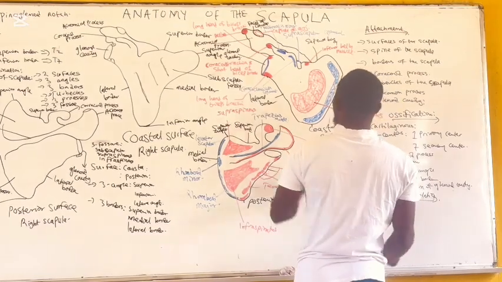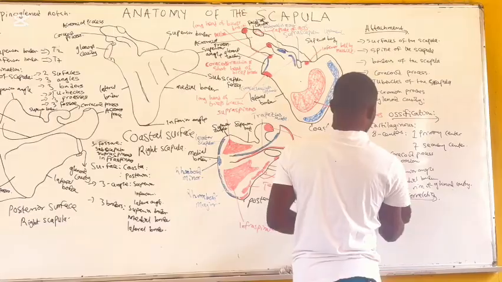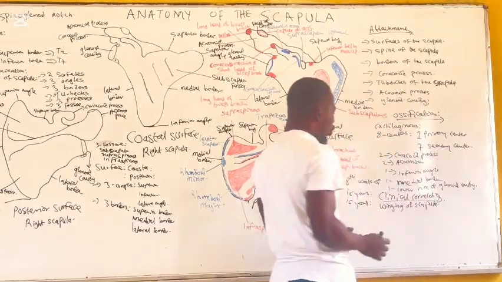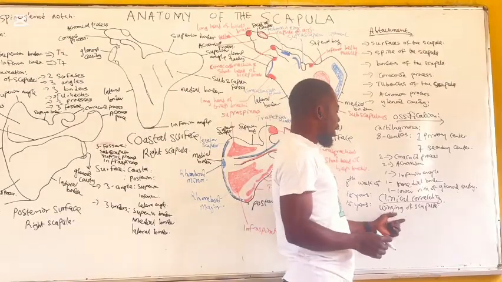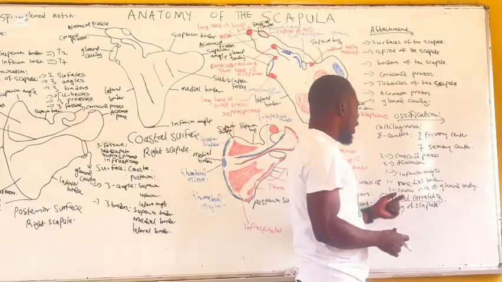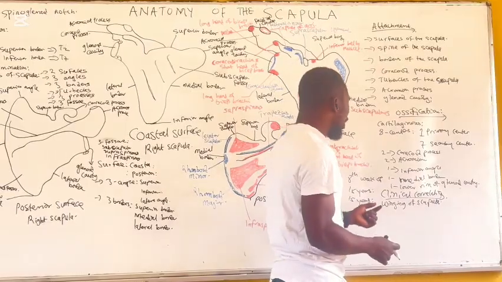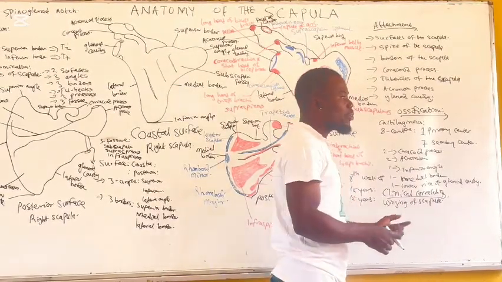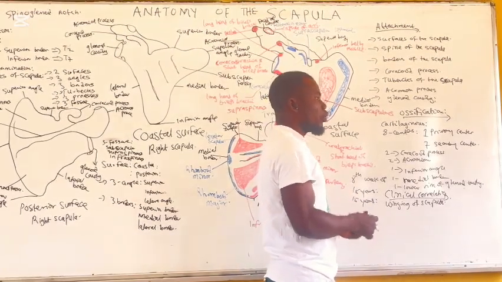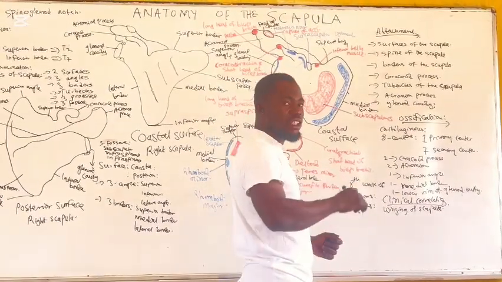The common clinical correlation of the scapula is winging of the scapula, and this occurs as a result of paralysis of the serratus anterior muscle. If there is an injury to the nerve that supplies the serratus anterior muscle, definitely there will be winging of the scapula. Winging of the scapula is characterized by the medial border of the scapula becoming unduly prominent, and you cannot abduct the arm more than 90 degrees.